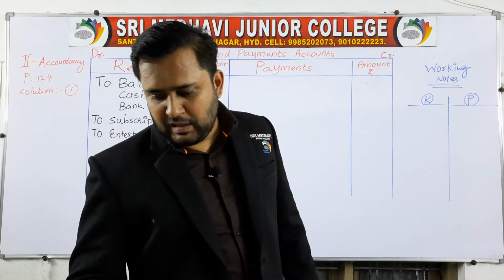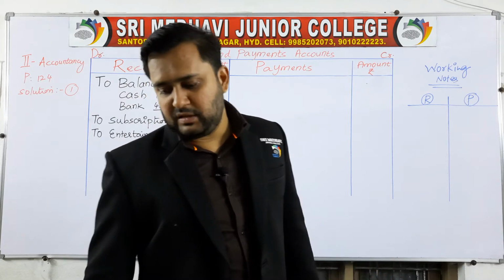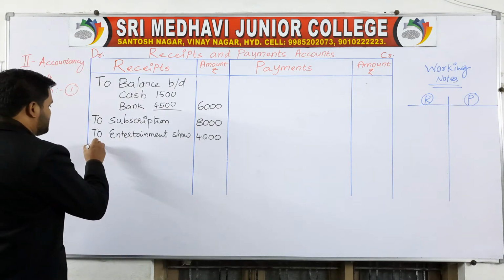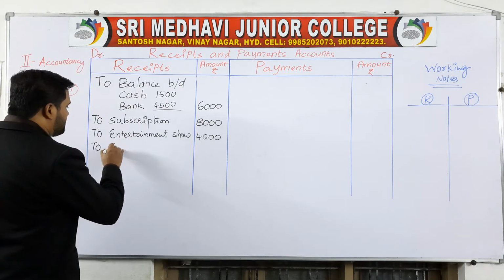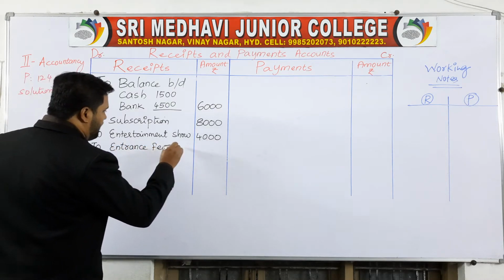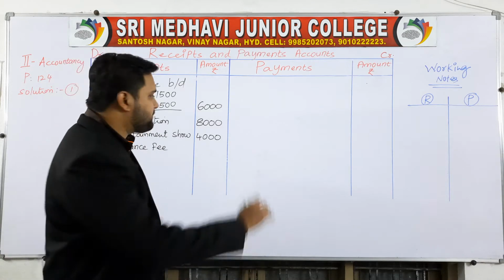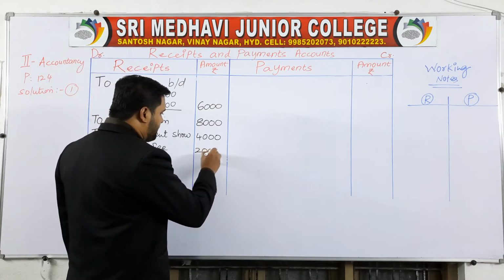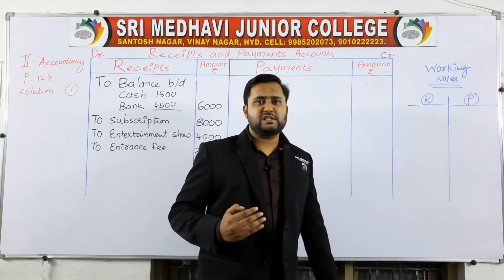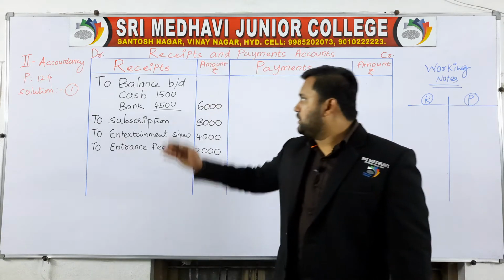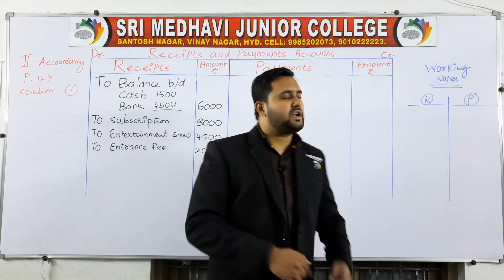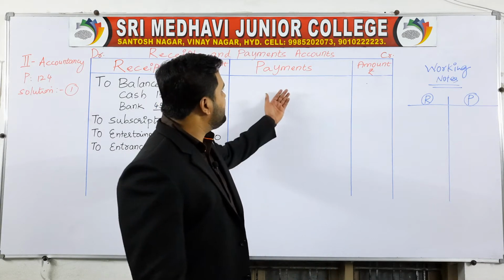Here entrance fees received, how much? 2000. So we received entrance fees, to entrance fee, 2000. So all the amounts you have received, all the transactions where you have received an amount, you have to write on the receipt side. And if you are making some payments, write on the credit side, which is nothing but payments.